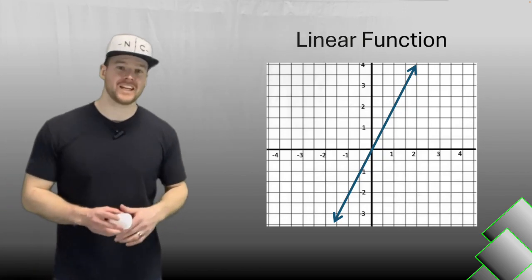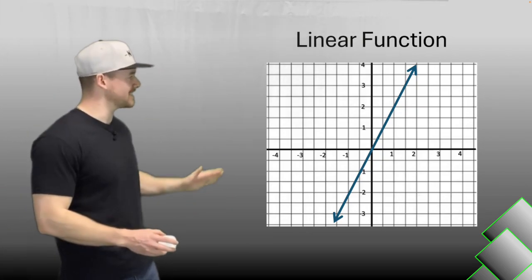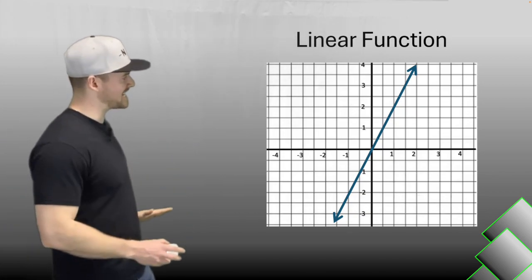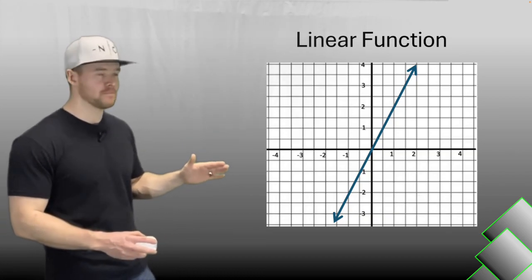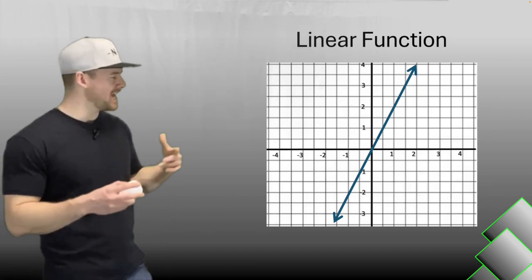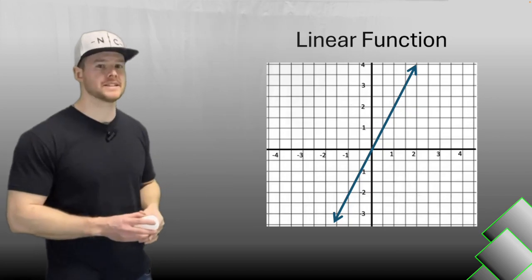A graph that gives you a line is called a linear function because it makes a straight line. What that means is that it's going to have the same steepness, a straight line the entire time. It's not going to curve down or curve up, it's going to be the same. And how we describe that continuous steepness is with something called slope.